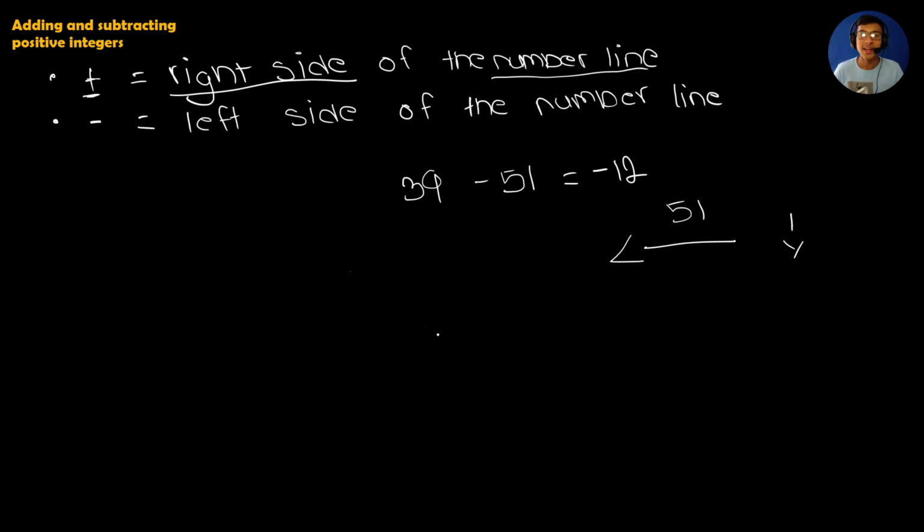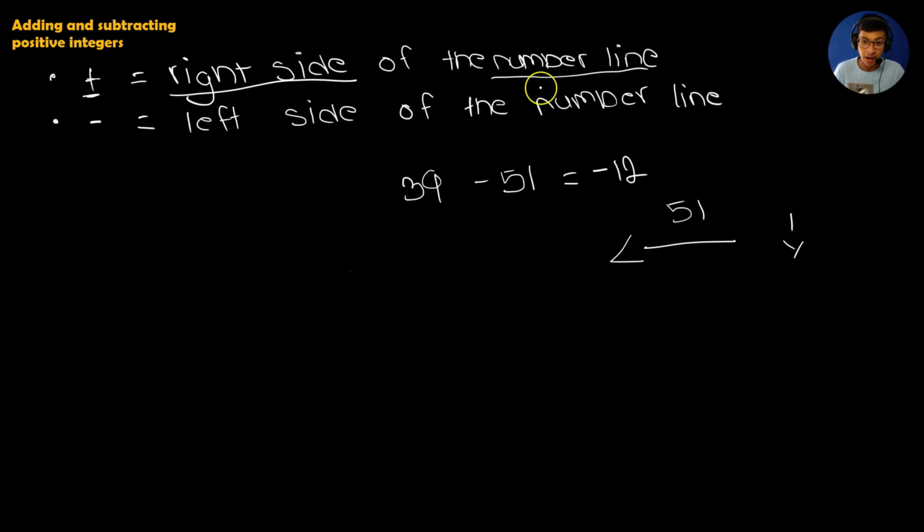So now friends, let's recap what we have learned today. What we have learned today is adding and subtracting positive integers. And the key points are: when we are adding, it means that we are moving to the right side of our imaginary number line. And when we are subtracting, it's the opposite. We are moving to the left side of the number line.